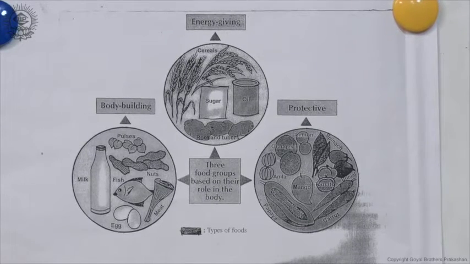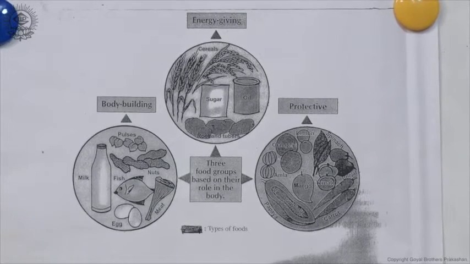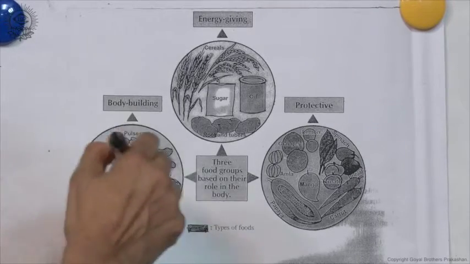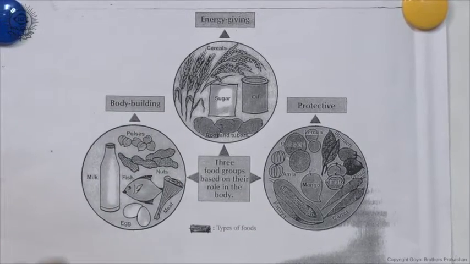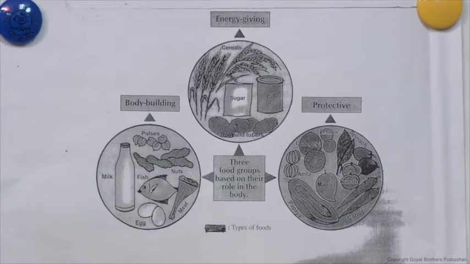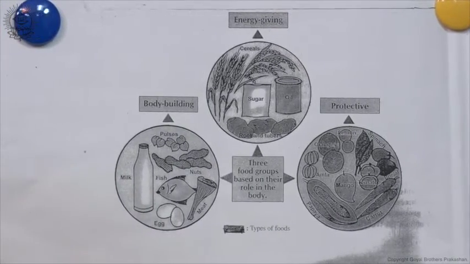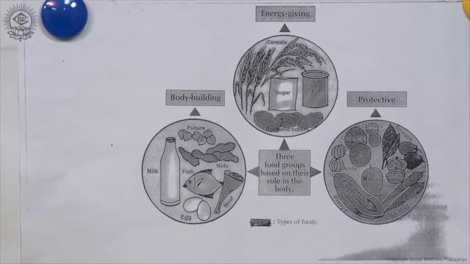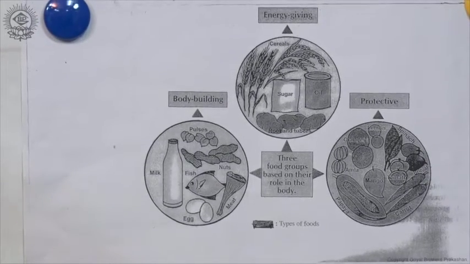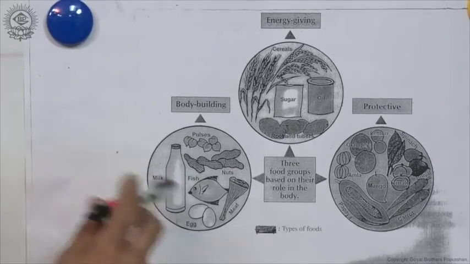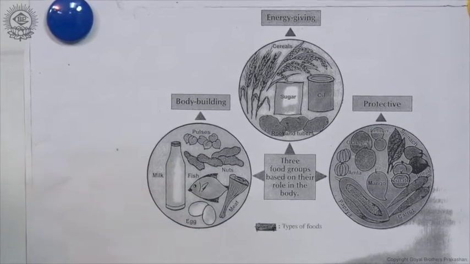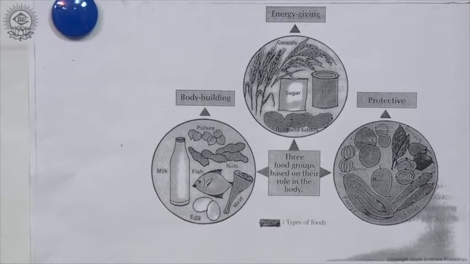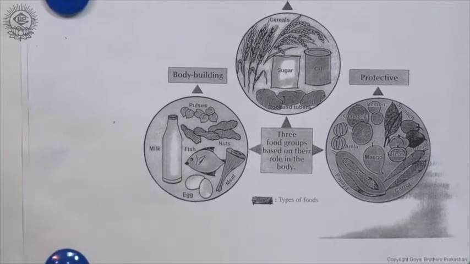Then for repairing of body cells, tissues, and for the growth of the body, body building food is required. Now you can identify the picture, see what are the various types of food which contain proteins and which are included in this body building group: milk, fish, egg, meat, nuts, pulses, cheese, etc.